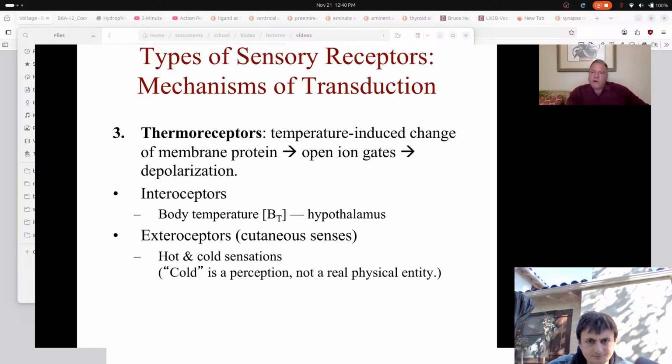Thermoreceptors. Again, this one shouldn't be too hard for our head to get around either because we know that proteins change shape when you change temperature. Right? That was that whole thermoregulation thing. So if the temperature changes, the proteins are going to change shape. These particular proteins change shape in such a way that they open ion gates, depolarize, generate a potential, a nerve impulse.